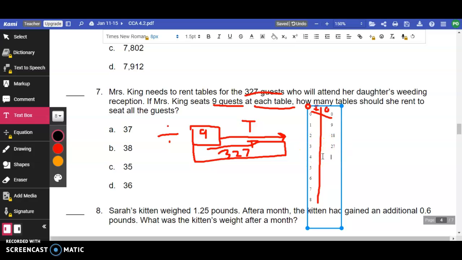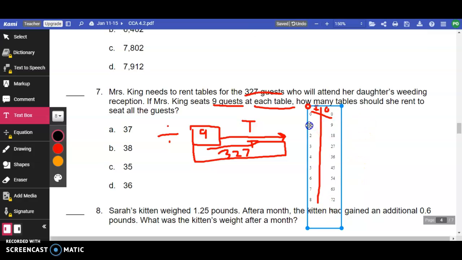27, 28, 29, 30, 31, 32, 33, 34, 35, 36. 36, 37, 38, 39, 40, 41, 42, 43, 44, 45. And I count by whatever times table I'm doing. 54, 63, 72, 81. It's hidden there, but it's 81.